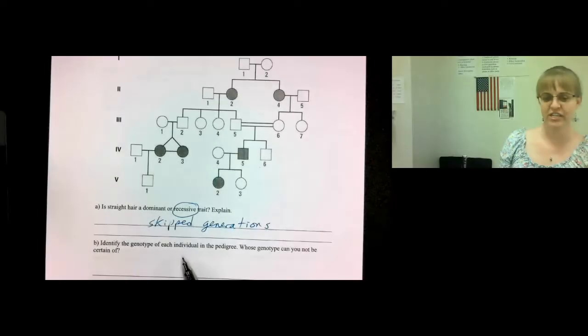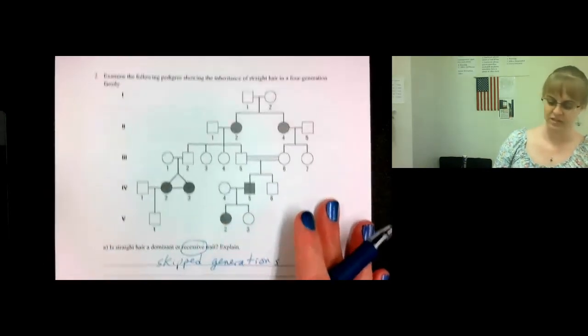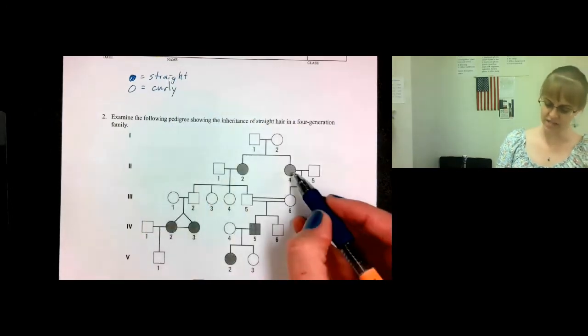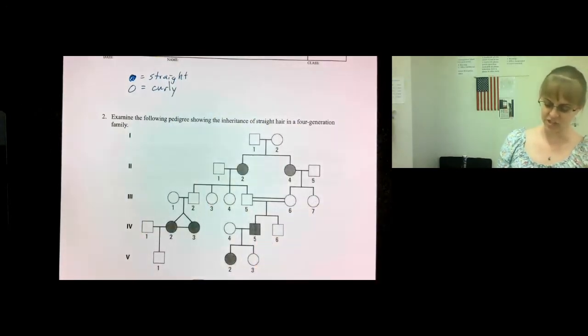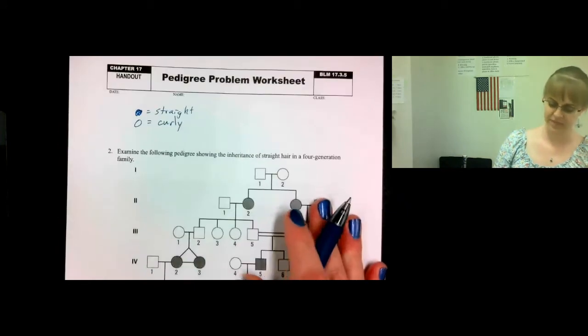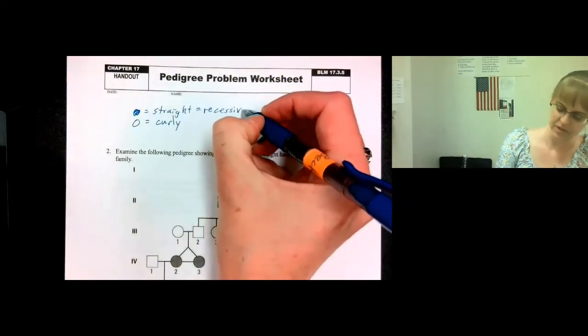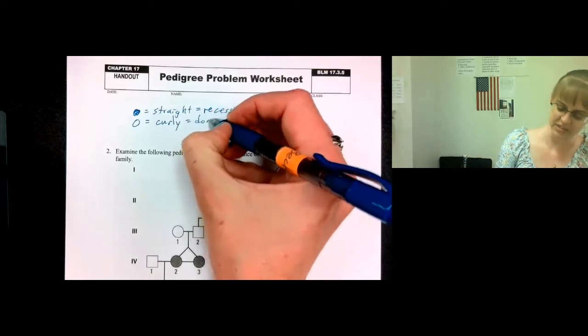Now identify the genotype of each individual in the pedigree. Whose genotype can you not be certain of? So let's go back up here. Straight hair is colored in, and straight hair is recessive. So we're going to put recessive, and curly hair is dominant.